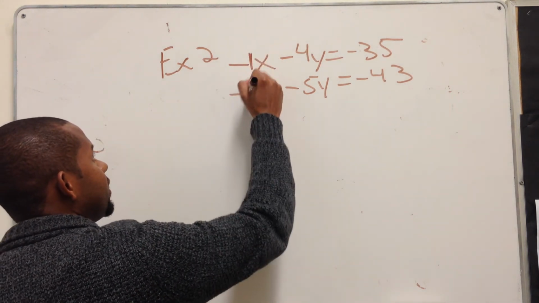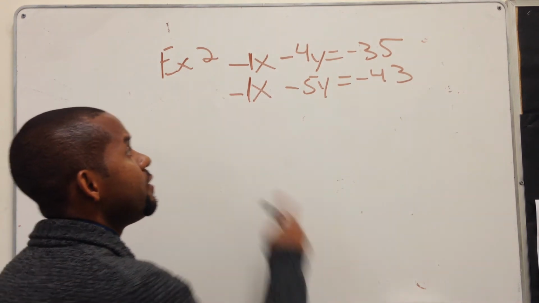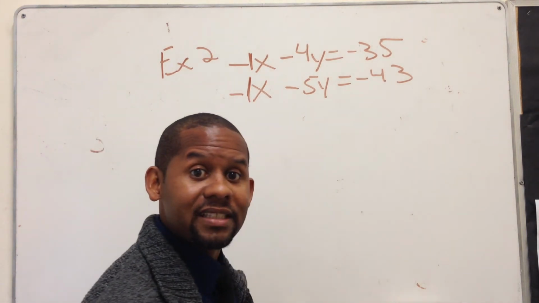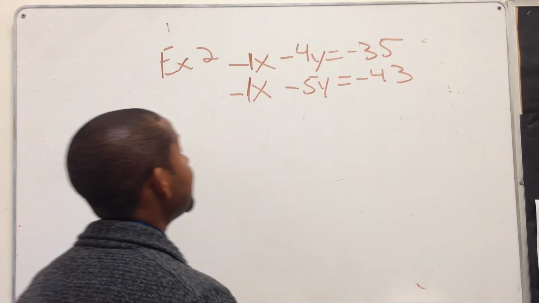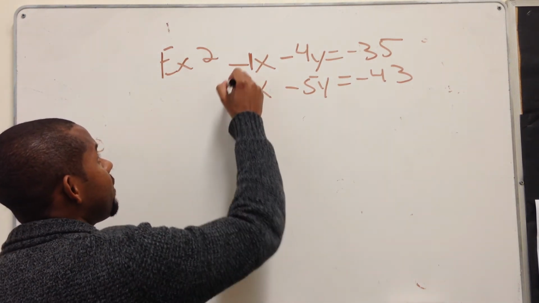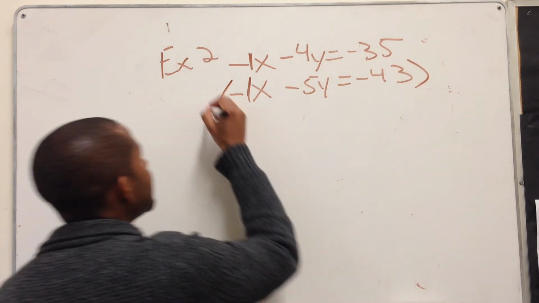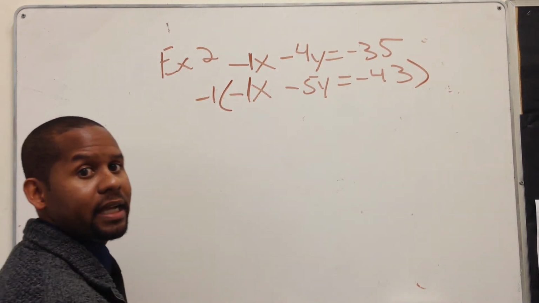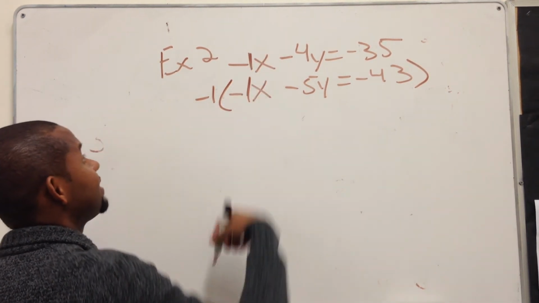Here's where the magic is for me. I see a negative 1 and a negative 1. Those aren't going to cancel out as they exist right now, but I can easily change this one to be a positive 1 so that they do cancel out. So I'm going to take this whole equation and multiply it by -1 because I want these x's to cancel out.